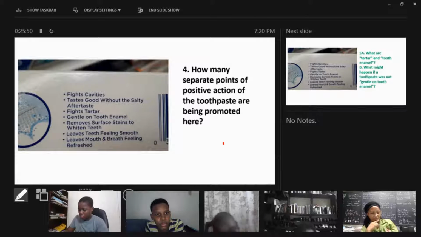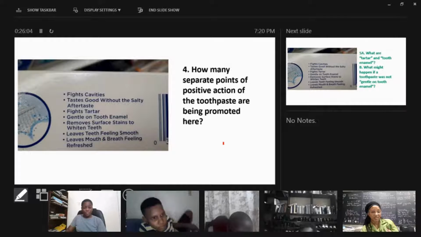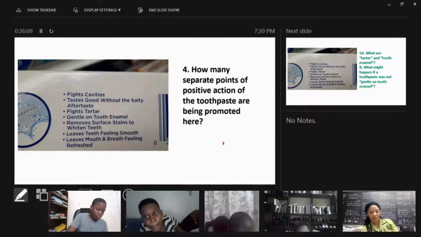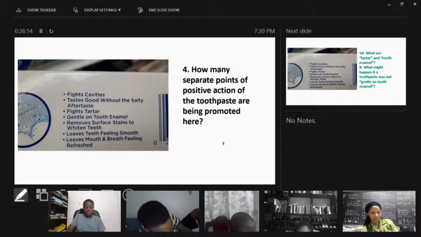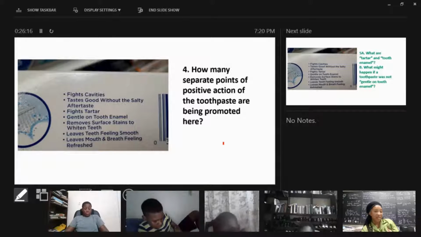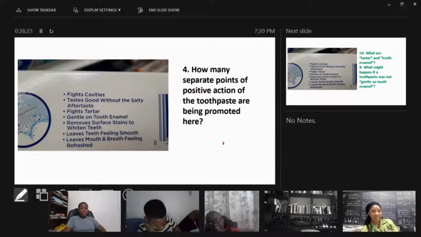So you're saying the other 3 aren't positive? Gentle on tooth enamel, tastes good without the salty aftertaste. I don't think that's positive, it doesn't really matter for the aftertaste. But apparently they think it matters to someone. They're listing it as a selling point.